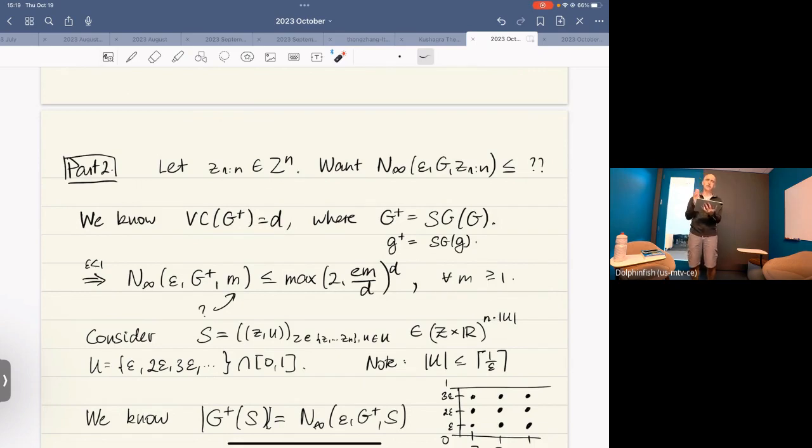So let's shorthand this, like SG, it's too much writing. I just write G plus. That's the subgraph class corresponding to G. Similarly, if you have a function and you want to take the subgraph corresponding to that, you just write g plus instead of g. So these are the two notations. Okay.